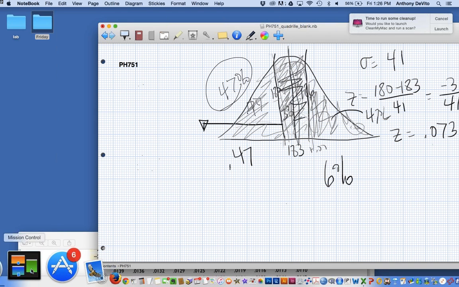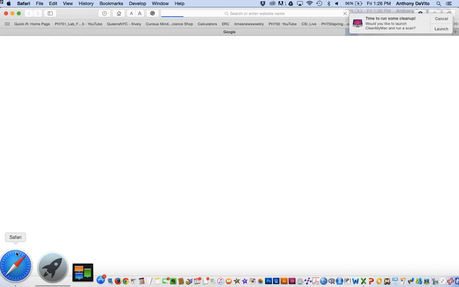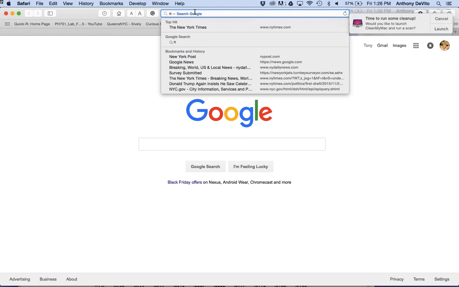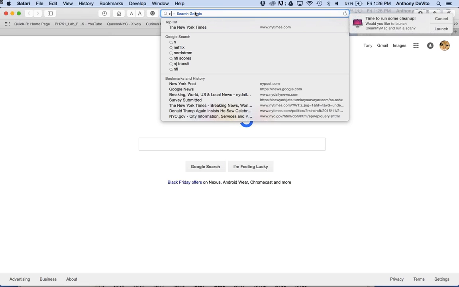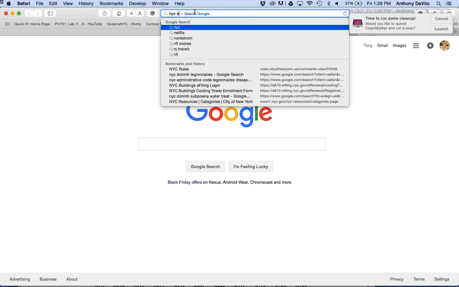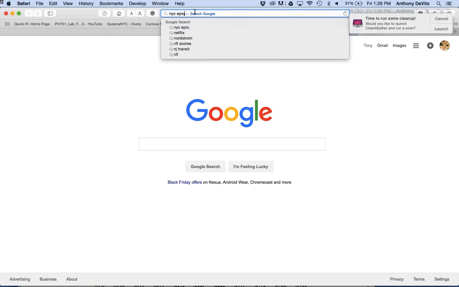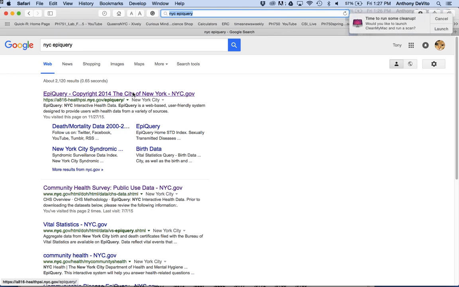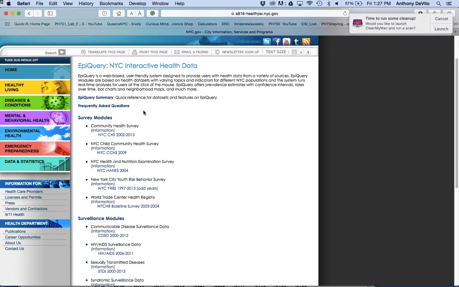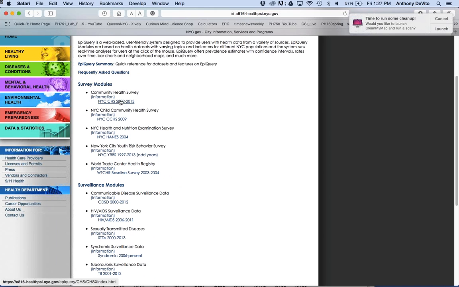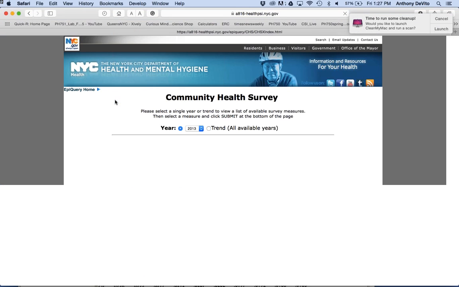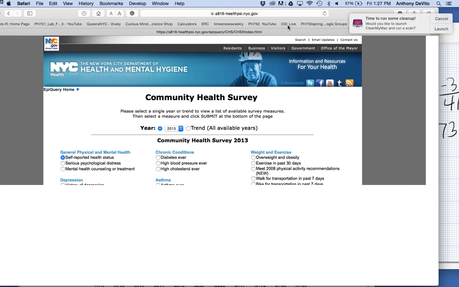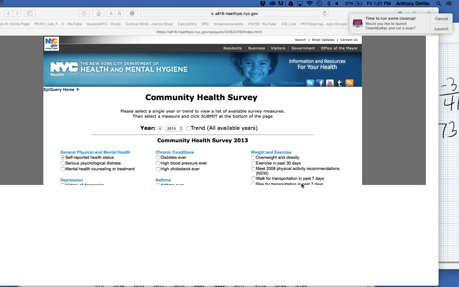One of the reasons I'm bringing this up is because we saw a really interesting source of data, which was the annual health survey that the New York City Department of Health does. It was called EpiQuery. I think you can actually find it by just doing a Google search. Here we go, EpiQuery. I'm going to look at the Community Health Survey for 2013. It comes up by default. Let me wait for it to load.